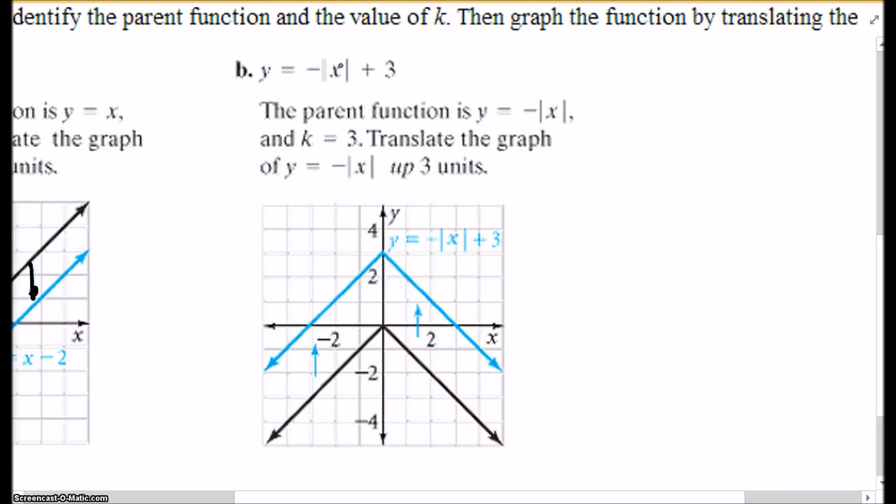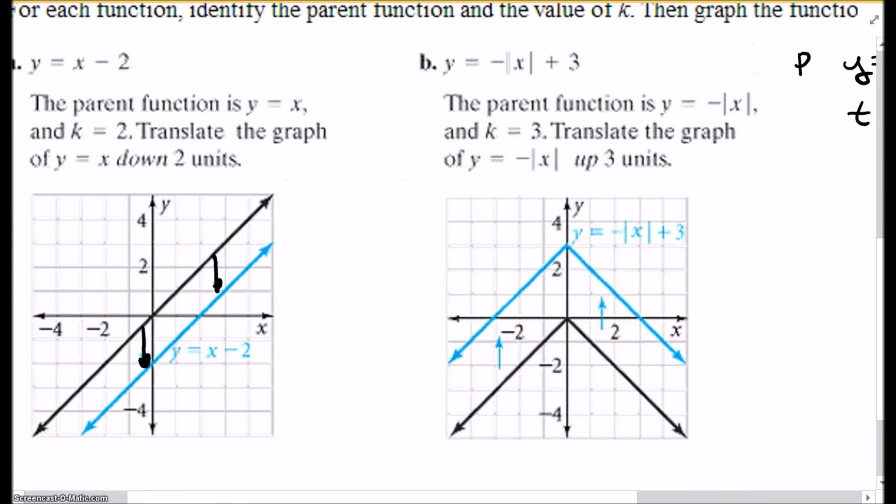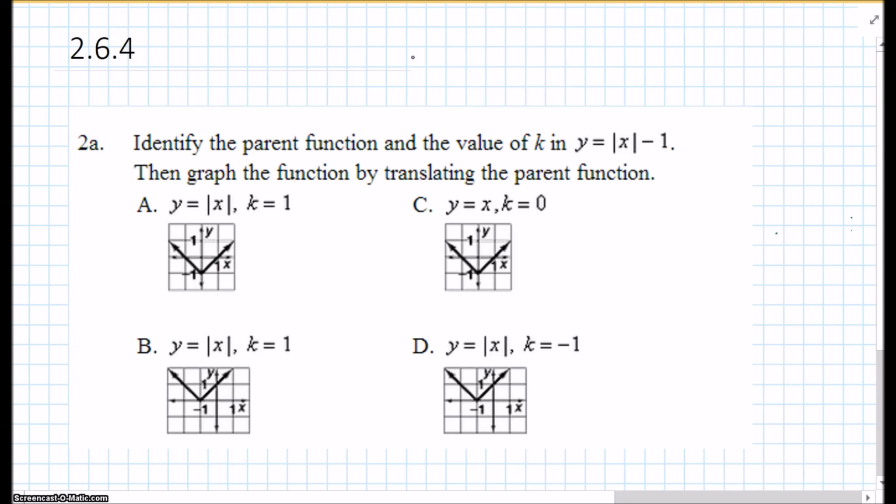y equals the negative absolute value of x plus 3. So my parent function is y equals the absolute value of x. My translation is plus 3 units up. And again, you can see in the diagram, the blue ones represent the translated graph.